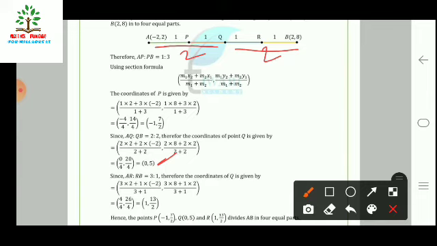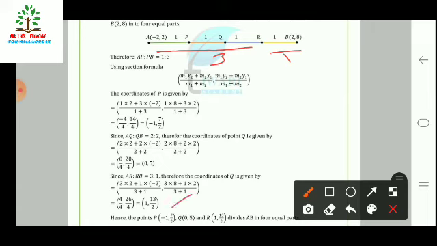Now for the R part, in the R part the ratio is 3:1. So we can use the section formula, and the result is (1, 13/2).